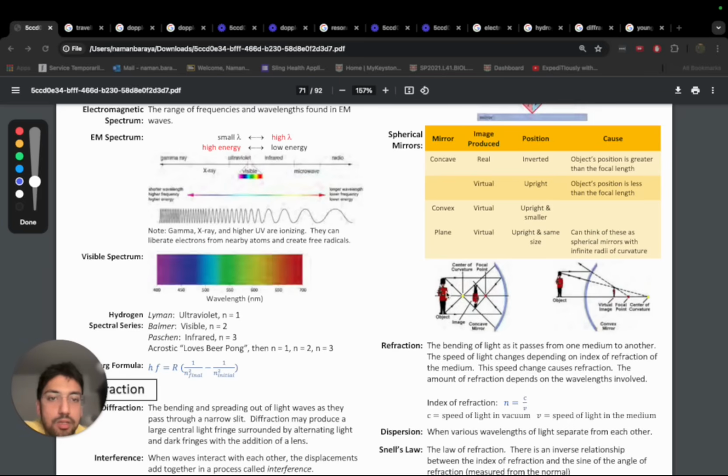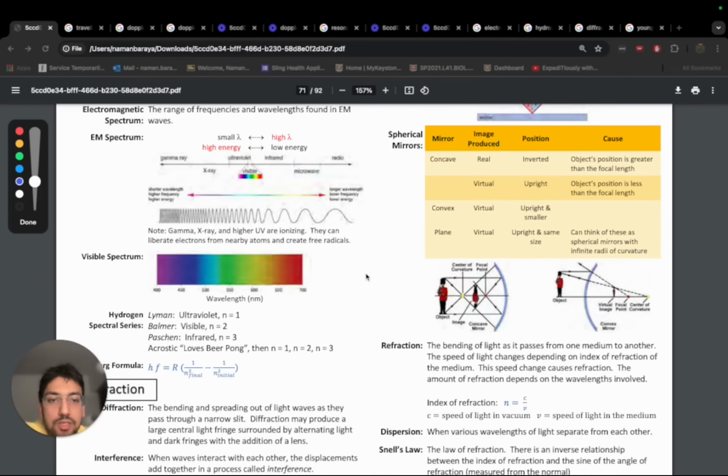But let's say that you're standing behind the focal point, right? Then we have the real and inverted, because the object's position is greater than the focal length. This is where we are, this is where the focal point is, and because we are further away from the focal point, it's going to be real and inverted. Now let's say that we're actually standing closer to the mirror, right? The object's position is less than the focal length, so we're standing closer to the mirror than the focal point. What that's going to result in is it's going to be virtual and upright. So actually our reflection will be upright. It's no longer going to be inverted.